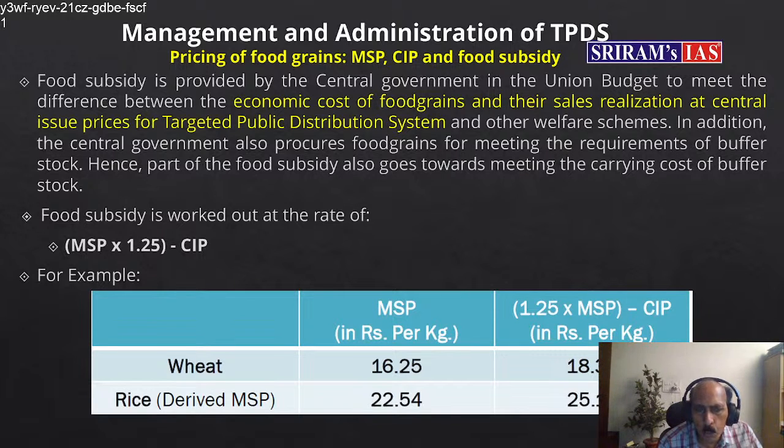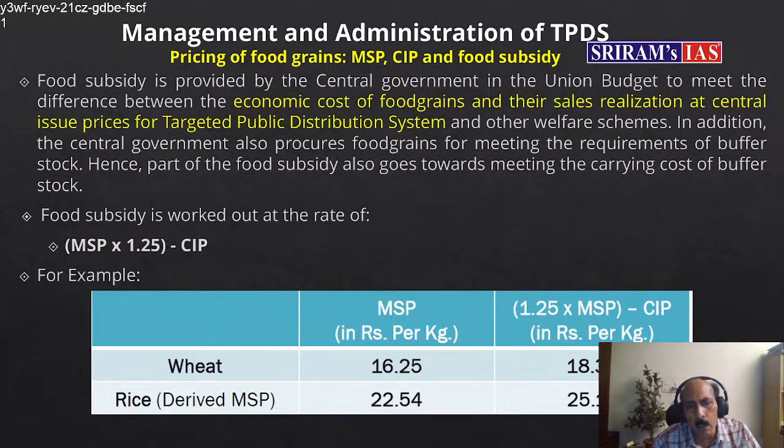And therefore, MSP into 1.25 will be the total cost borne by the FCI in procuring the food grains. But the food grains are made available to the targeted families at the CIP, and the CIP here is rupees 3, rupees 2, and rupee 1. Therefore, the subsidy per kg is calculated as MSP into 1.25 minus CIP. And you see in the table, the subsidy for wheat turns out to be 18 rupees 31 paise per kg, and for rice 25 rupees 17 paise per kg.